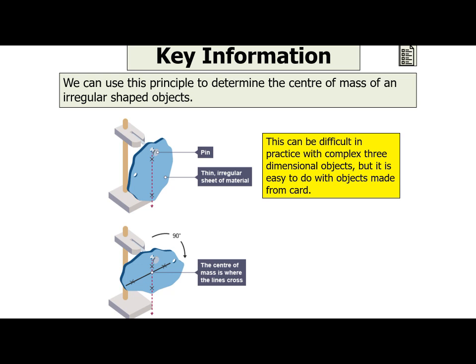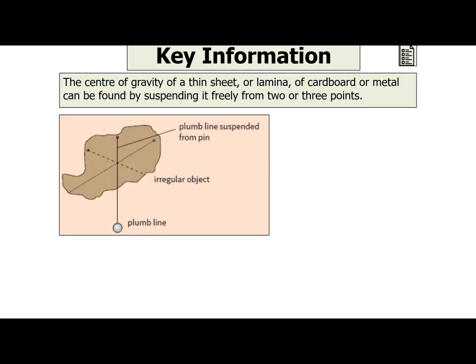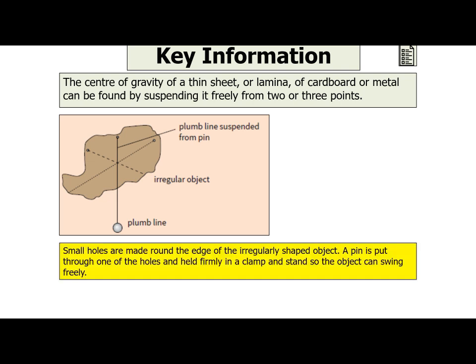But this can be difficult in practice with complex 3-dimensional objects, but is easy to do with objects made from card. So the centre of gravity of a thin sheet or lamina of cardboard or metal can be found by suspending it freely from 2 or 3 points, as shown in the following diagram. Small holes are made around the edge of irregularly shaped objects, and a pin is put through one of the holes and held firmly in the clamp and stand so the object can swing freely.